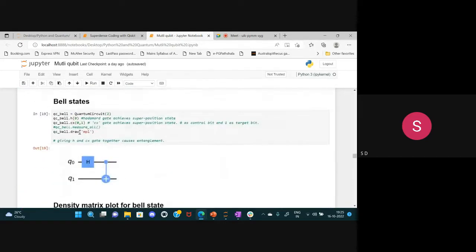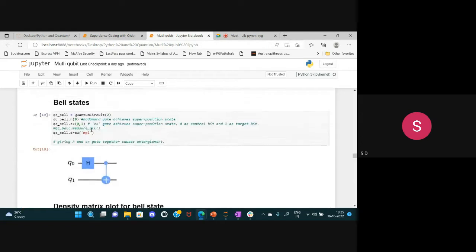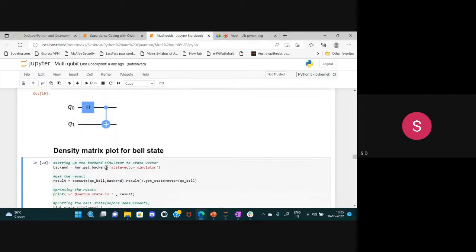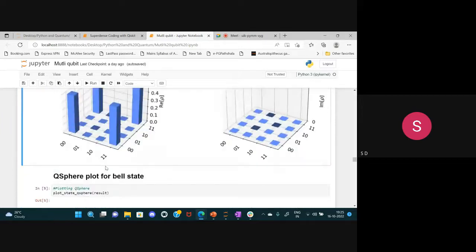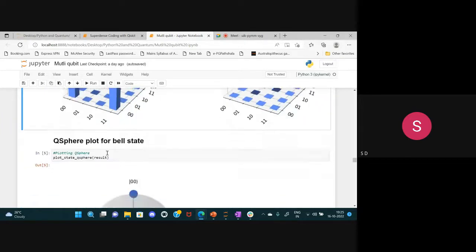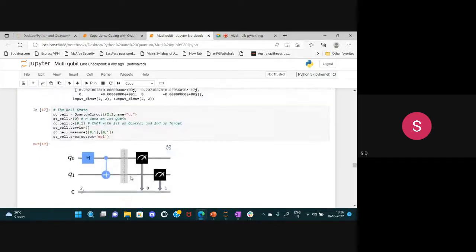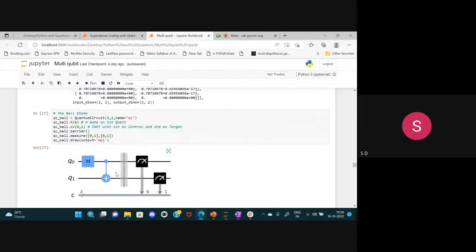We are not using measure_all because we need to know the probabilistic values, in how many states the Bell state is. We are just measuring the probable ways the qubits can be. In this QASM, we are collapsing those states to a particular state. That is why we are using measure.